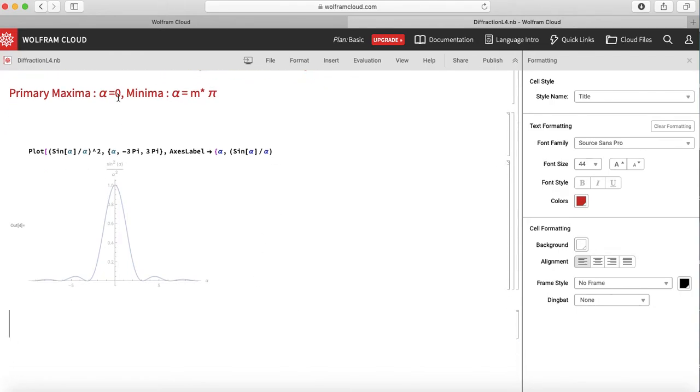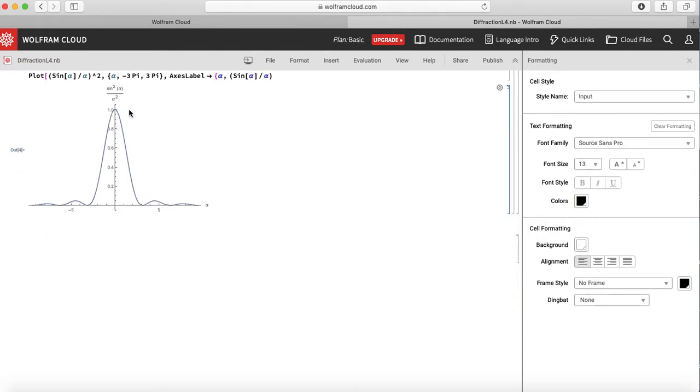First, alpha is equal to 0, that is already I got maxima. Alpha is equal to m pi, minima. And also I got another equation, tan alpha is equal to alpha, where I get secondary maximas. Okay, so let us try to plot this.